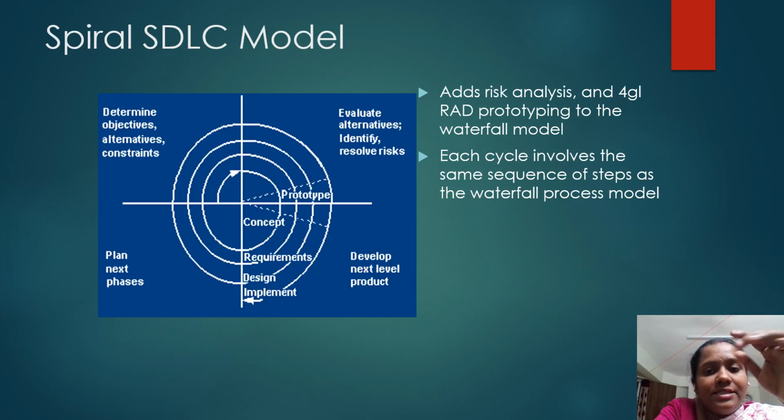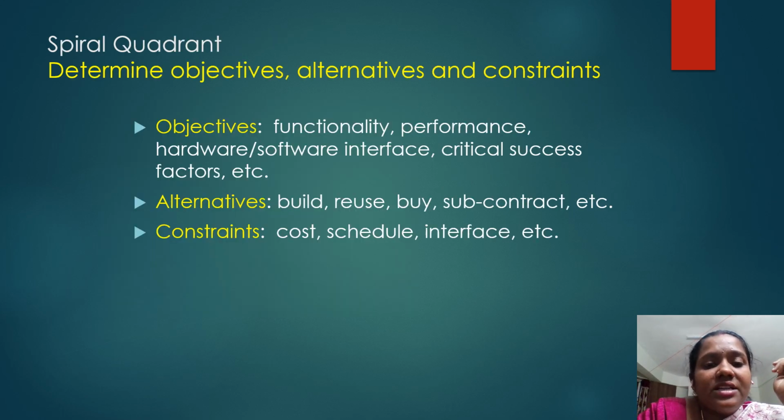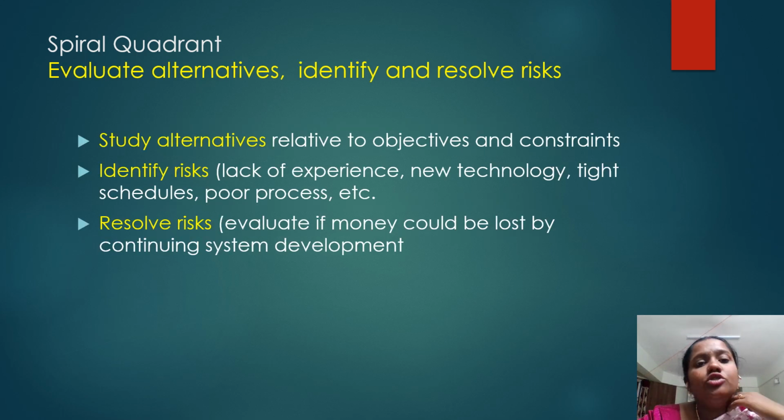This is the spiral SDLC model, which adds risk analysis and RAD prototyping to the waterfall model. Each cycle involves the same sequence of steps as the waterfall model. It determines objectives, alternatives and constraints. Objectives include functionality, performance, hardware and software interfaces, critical success factors, etc. The alternatives are build, reuse, buy, subcontract, etc. The constraints are cost, schedule, interface, etc. Then evaluate alternatives, and identify and resolve risks. The alternatives are related to the objectives and constraints, lack of experience, new technology, tight schedules and poor processes, etc. Evaluate if money could be lost by continuing the system development.